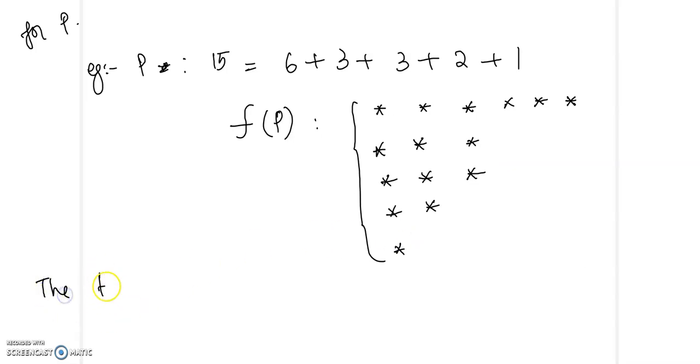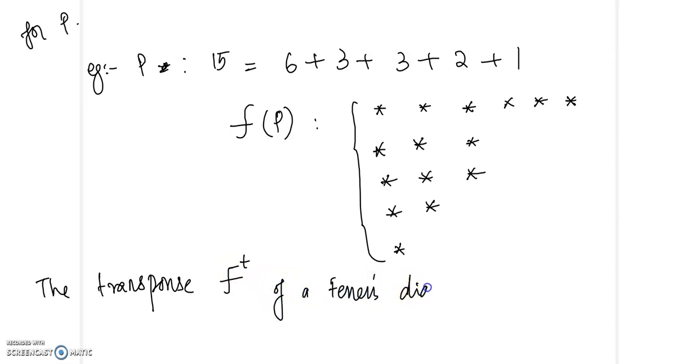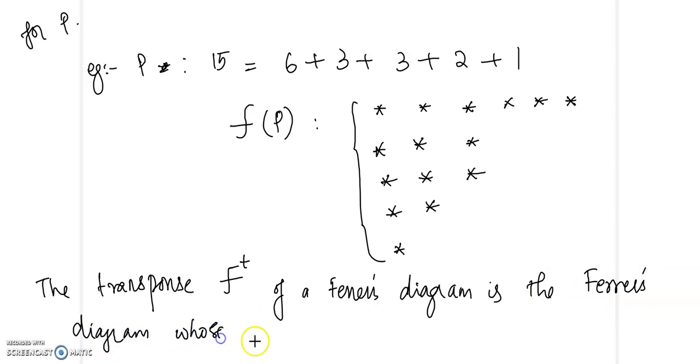So we denote the transpose by F^T. The transpose F^T of the Ferrers diagram is the Ferrers diagram whose rows are the columns of the Ferrers diagram of F.